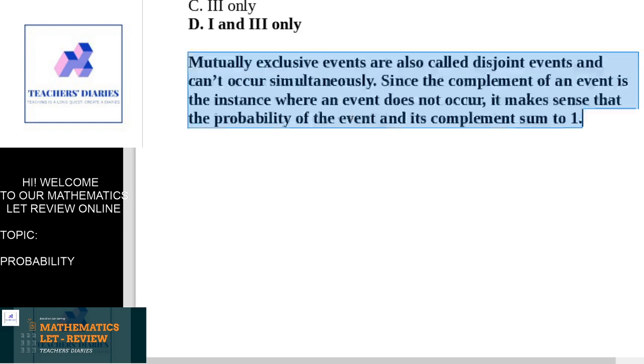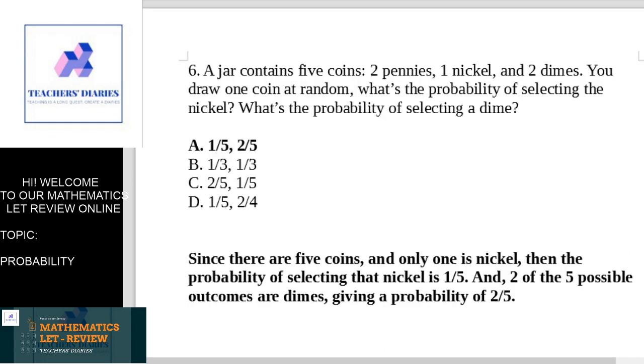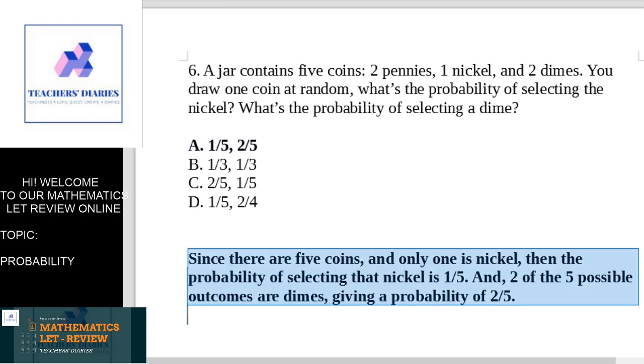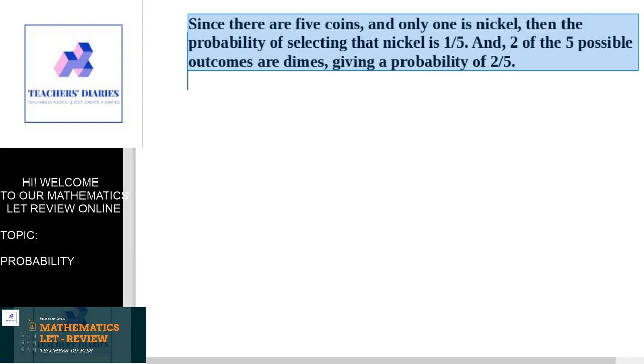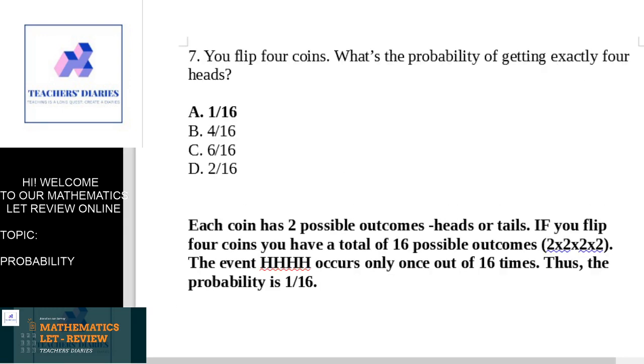Okay. Next, number 6. The correct answer is letter A, because since there are 5 coins and only one is a nickel, then the probability of selecting that nickel is 1 over 5. And 2 of the 5 possible outcomes are dimes, giving a probability of 2 over 5. So the answer is letter A. Now let's proceed to number 7.